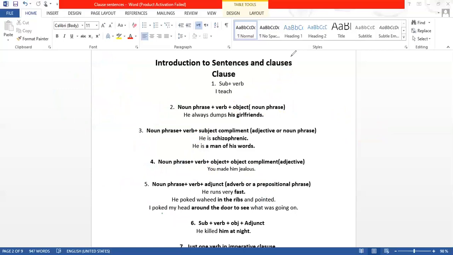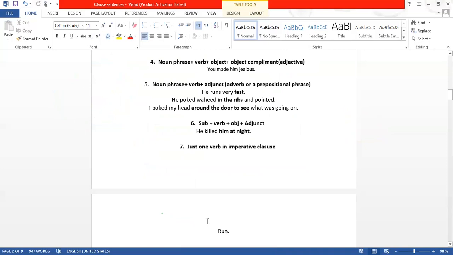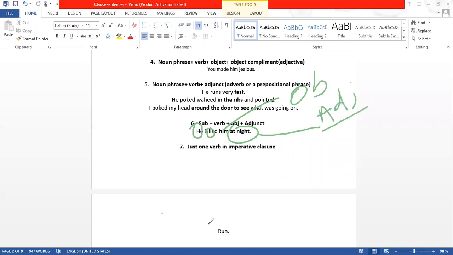So what is a clause? You just remember this, that it is always a subject and a verb. And you see the sixth one, he killed him at night. Again, he is the subject, killed is the verb, and him is the object. And what is at night? It is a prepositional phrase, but it is working as an adverb. Adjunct, I told you, can be an adverb or a prepositional phrase.